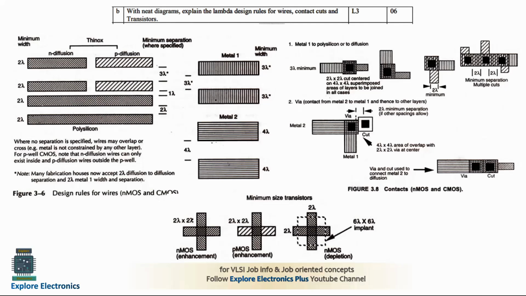This via will also be 4 cross 4, since metal 2 and metal 1 are connecting. Metal 2 is 4 lambda, metal 1 is 3 lambda, but the contact is 4 cross 4. This is what is for the wires, contact cuts as well as transistors. This much of diagrams and minimum explanation is required here for 6 marks.